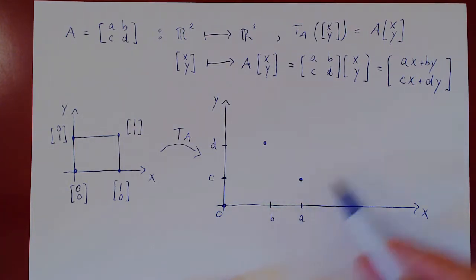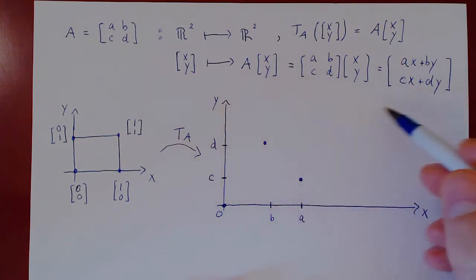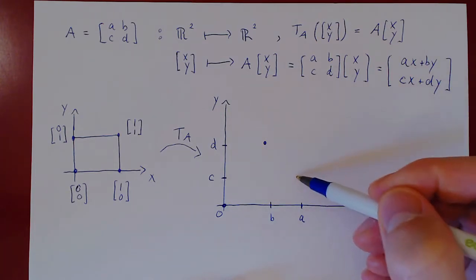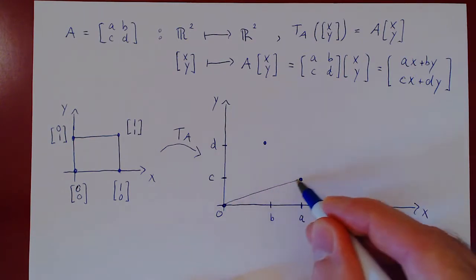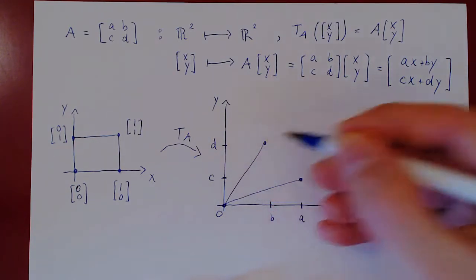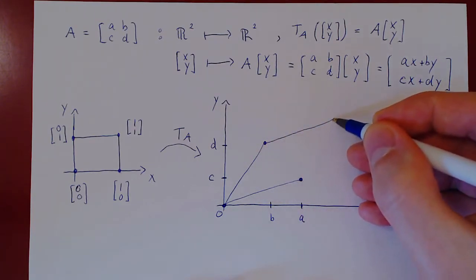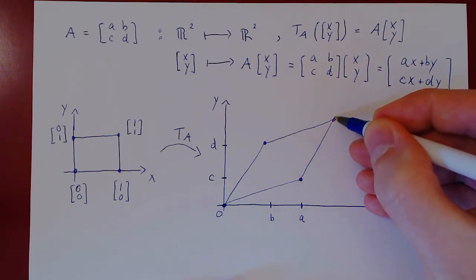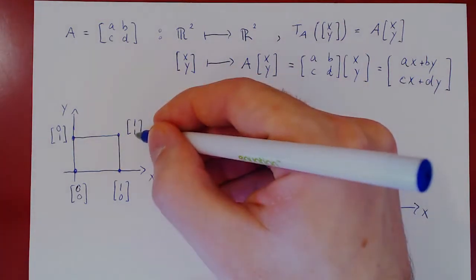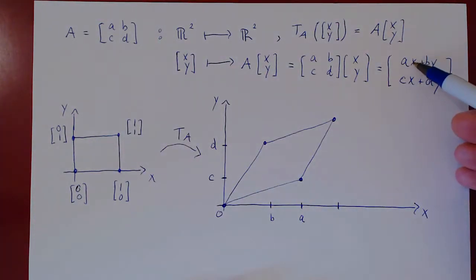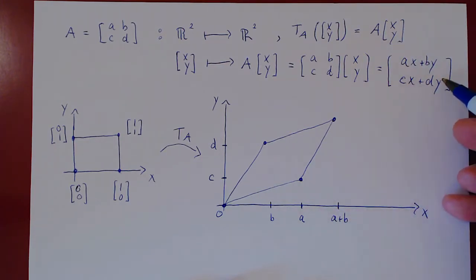If you add B plus A, this would be the coordinate of your x component. And if you add D and C, your y component is the sum of these two points. So what you're going to have is a parallelogram. So this is the image of the point (1, 1). A times (1, 1) again will give you A plus B for the x component, and will give you C plus D for the y component.